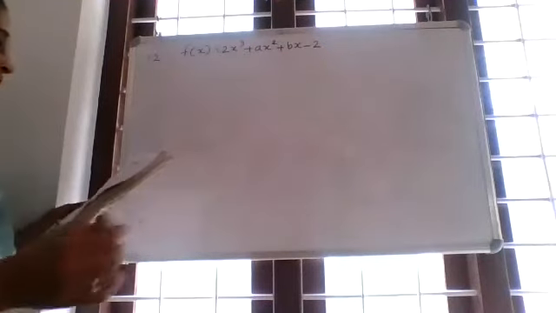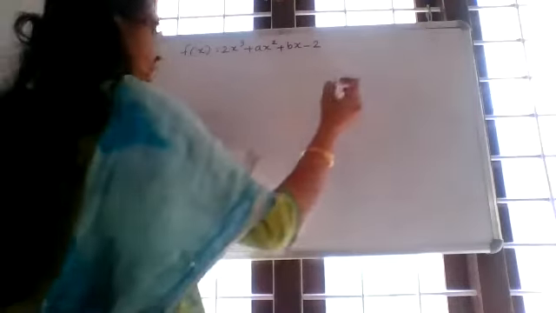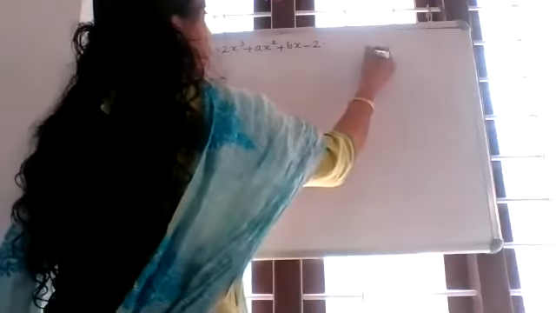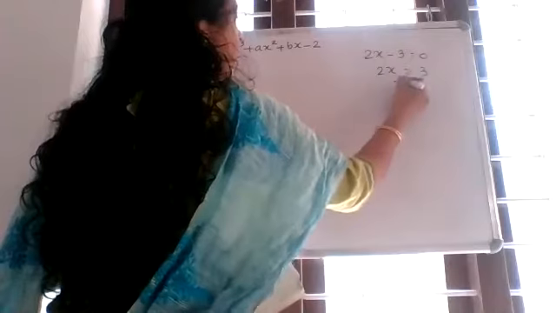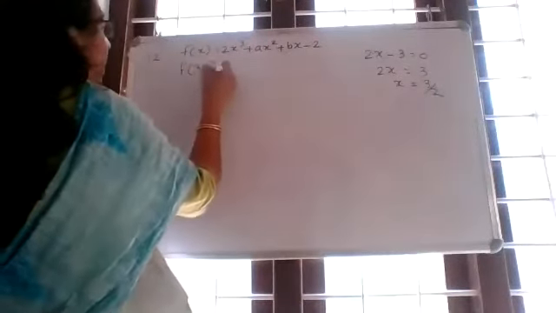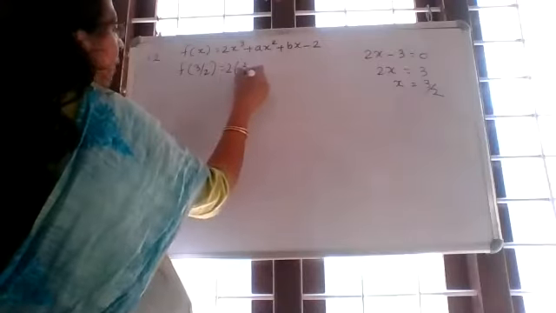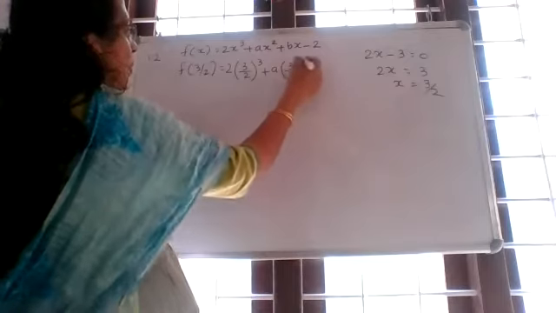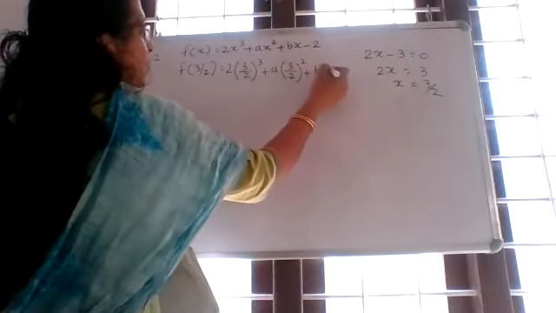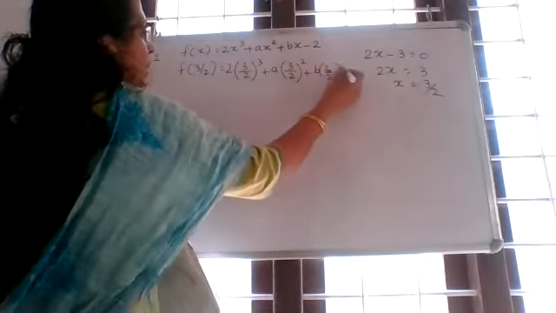Number 12. f of x is equal to 2x cube plus ax square plus bx minus 2 leaves remainder 7 and 0 when divided by 2x minus 3 and x minus 2. So 2x minus 3 is equal to 0, so 2x is equal to 3, so x is equal to 3 by 2. Substitute x is equal to 3 by 2 here: 2 into 3 by 2 the whole cube plus a into 3 by 2 the whole square plus b into 3 by 2 minus 2.